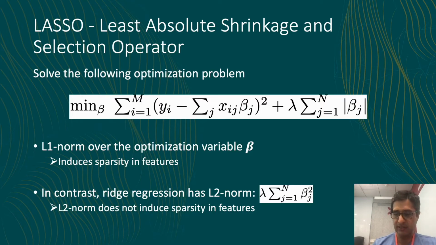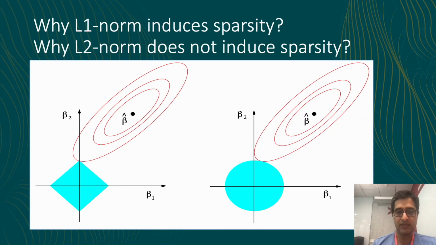And just to aid your intuition, let me show you how that works in a two-dimensional plane. If you were to consider this optimization problem in a two-dimensional plane, these red lines are showing you the loss, the squared loss term.